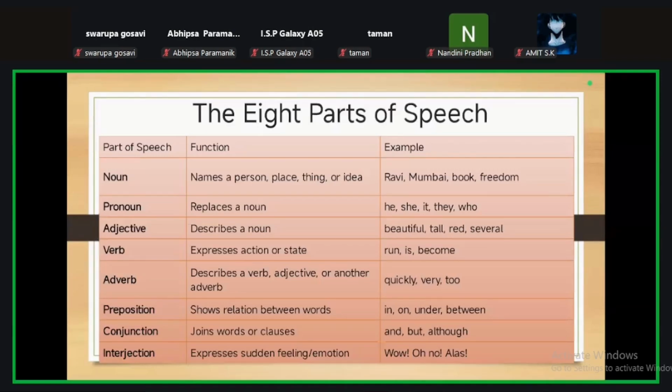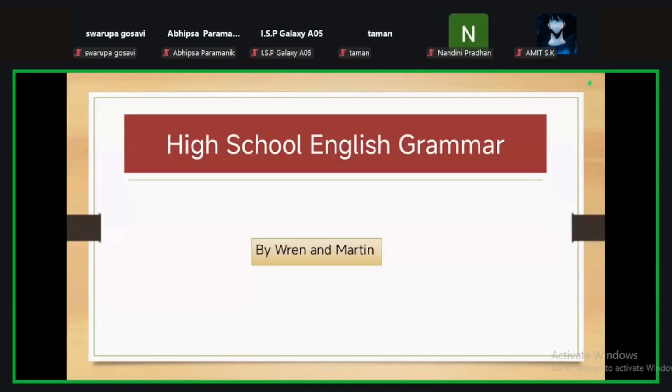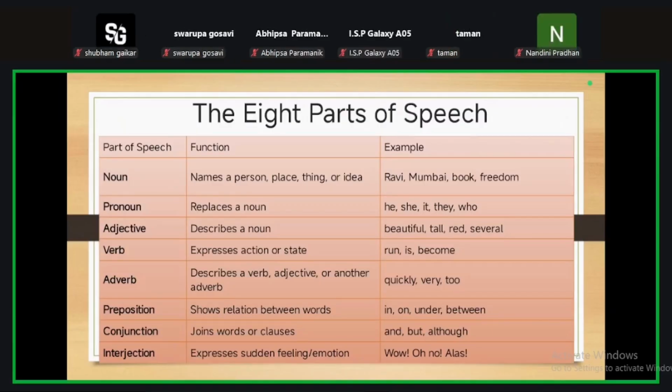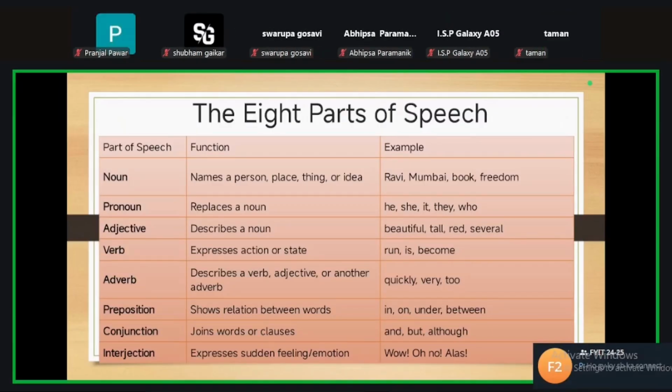And then here I also told you that the book you're going to refer to is High School English Grammar by Wren and Martin, which is your base book, where you have not just parts of speech, you also have all kinds of writing that is given in your syllabus as well as otherwise. So it is definitely good for you to keep one copy with you. A hard copy is preferred, but if you do not have a hard copy, it is all right. I'm going to share this as well as the PDF.